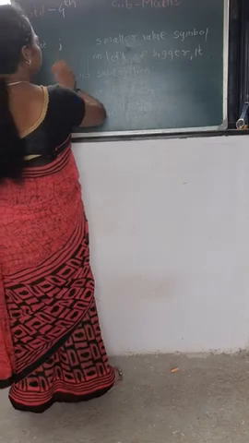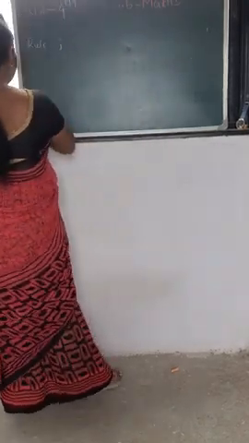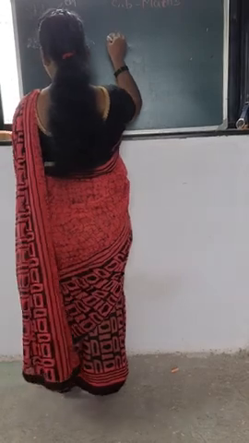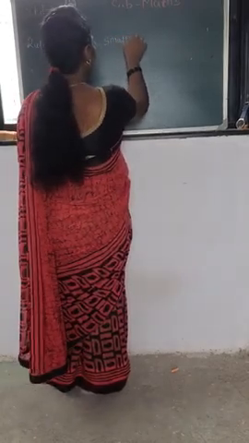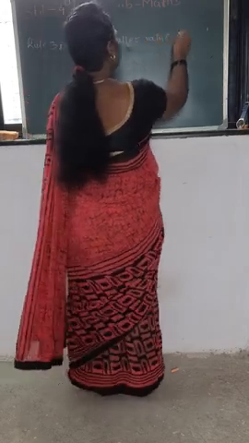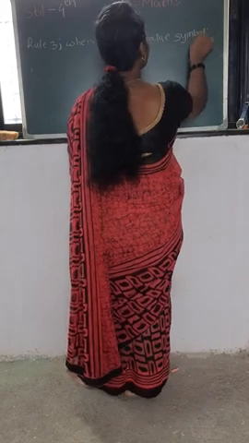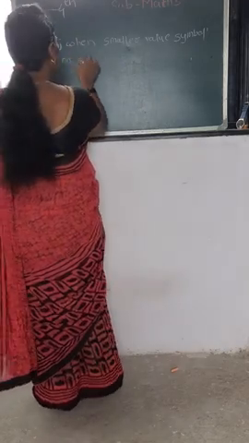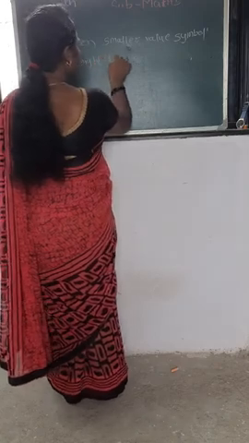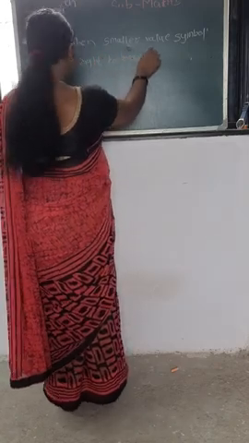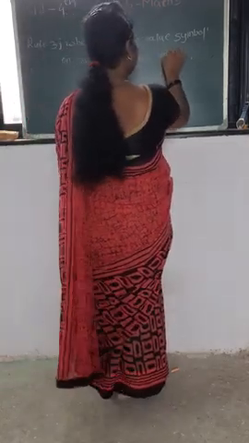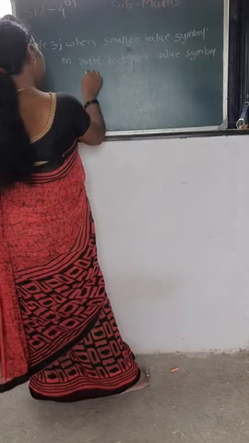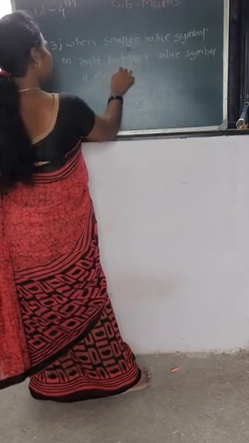Then the third rule is: when a smaller value symbol is on the right of a bigger value symbol, it means addition.